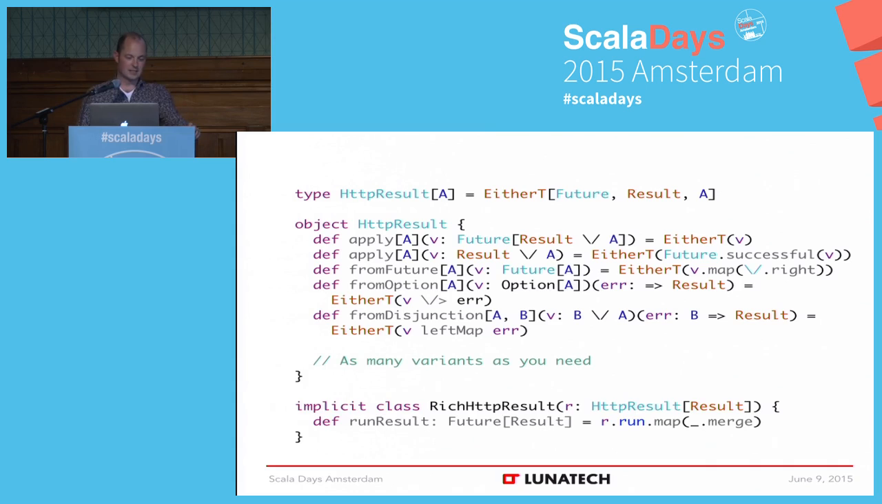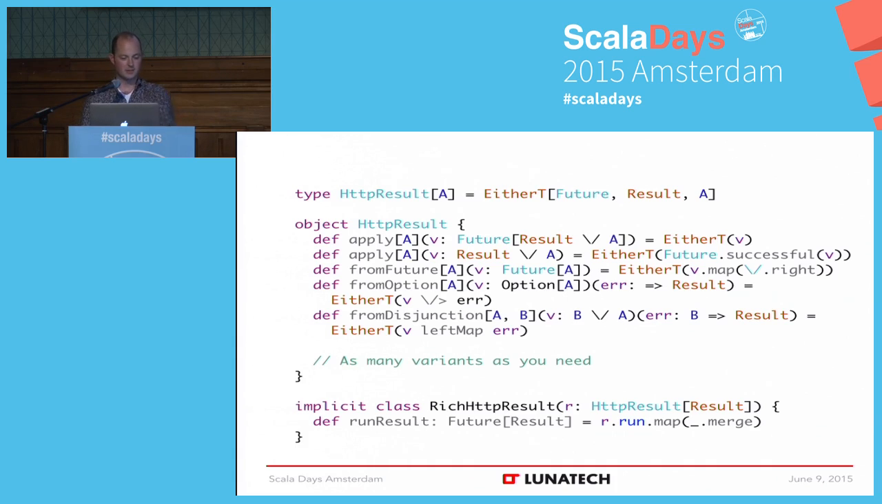And then the final thing is at the end of our action method, which is the method where we get an HTTP request and we have to return a result, we need to give Play a future of a result. Play doesn't really like my type HTTP result, which is an either transformer. It just wants a future of a result, and that's what it's going to serve back to the client.